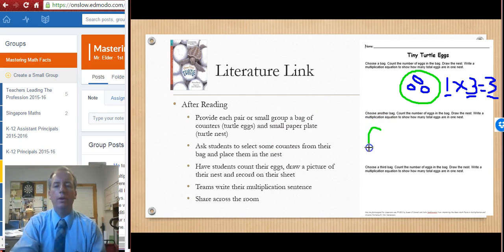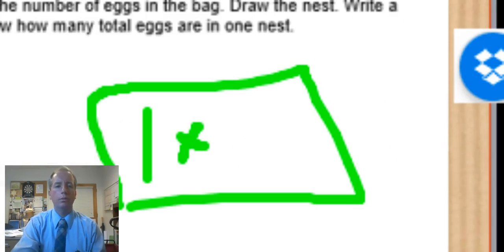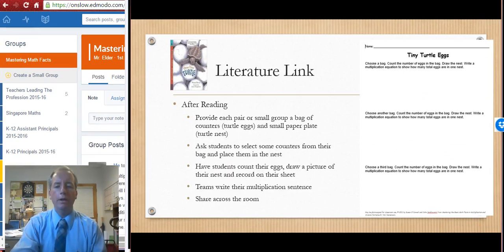So we're going to have another one. We're going to put some eggs in there and then write out the multiplication sentence that goes along with that. So it's going to be one group times however many eggs there are, and that's going to give me the total. Whoa, I guess I'm zooming in. Sorry about that. That's going to give me the total number of eggs in there. And then we'll do that a third time.